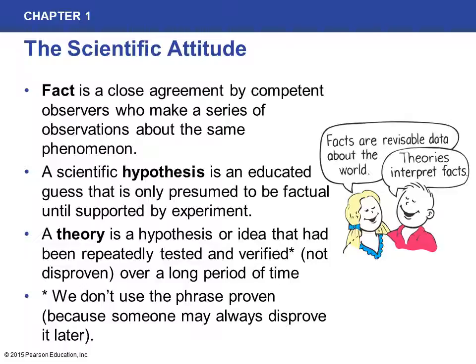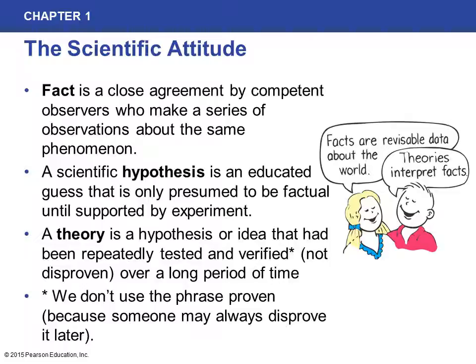Let's cover some basic terms here that often get confused. A fact is a close agreement by competent observers who make a series of observations about the same phenomenon. So as the little cartoon says here on the right, facts are revisable data about the world. We probably don't think of that when we think of a fact. We would think of it as being true and not revisable or not changeable. But we may have something we consider a fact, but if evidence ever showed that that was not true anymore, we would need to revise our ideas. So it's something that people think is true, but it's definitely not set in stone.